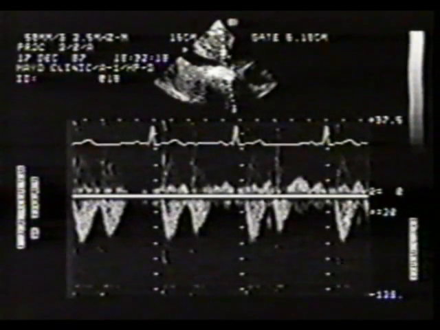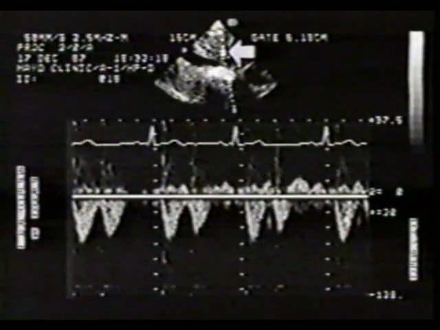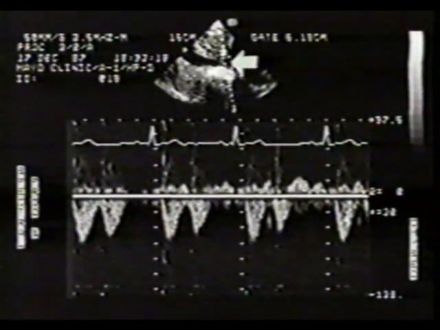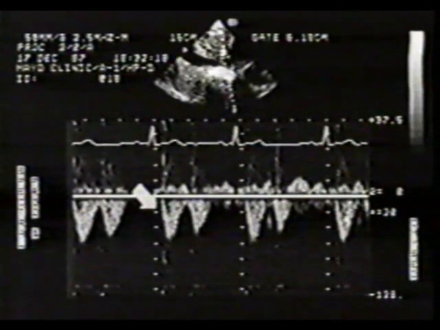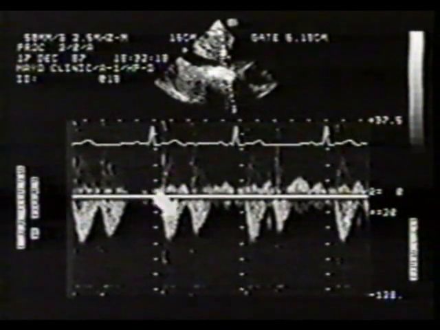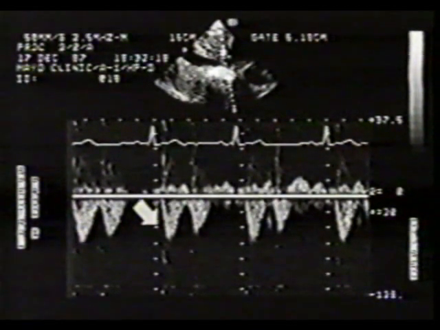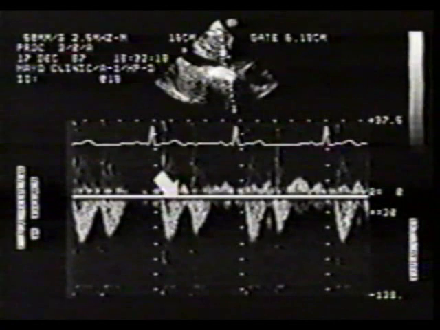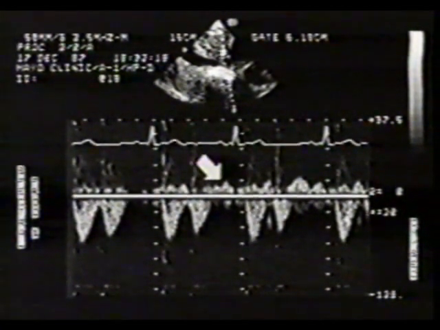The transducer is in the subcostal position. The sample volume has been placed in a hepatic vein, which is perpendicular to the inferior vena cava. The pulse Doppler spectrum is very similar to that of the superior vena cava. We again see systolic and diastolic velocity humps, with the peak systolic velocity slightly greater than the diastolic. There are also small velocity reversals in mid-cycle and in late diastole.